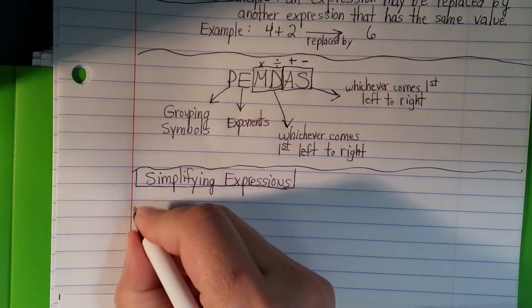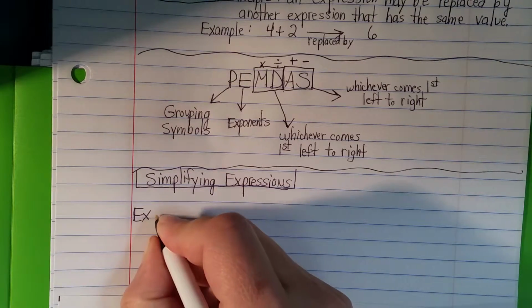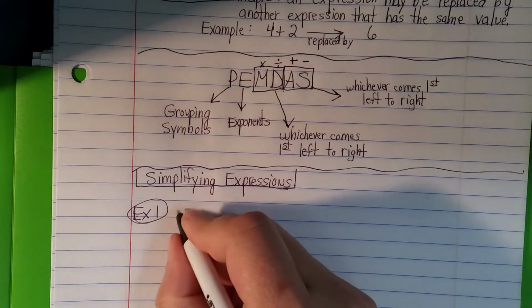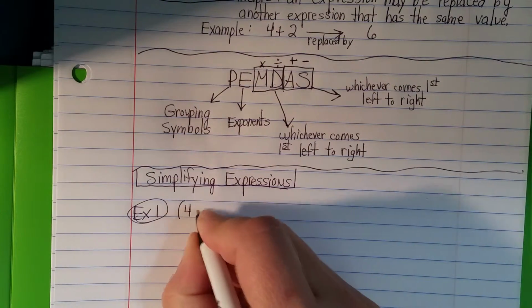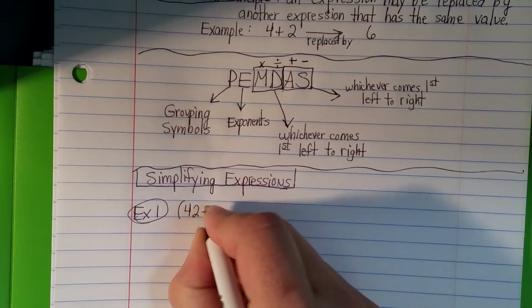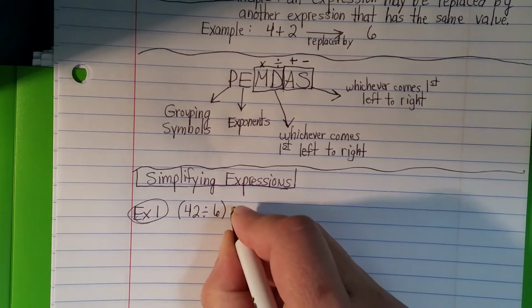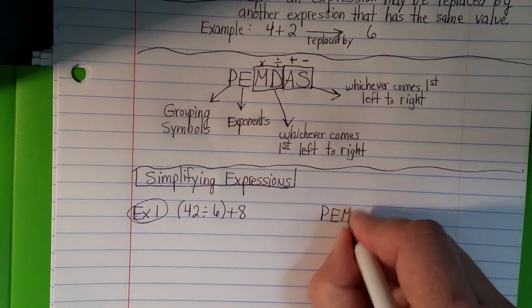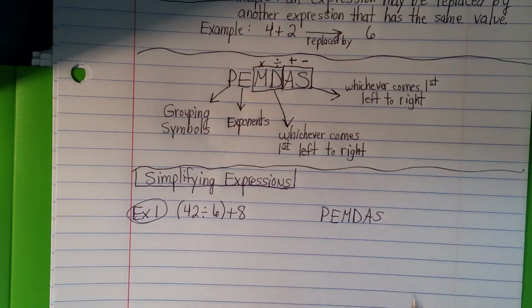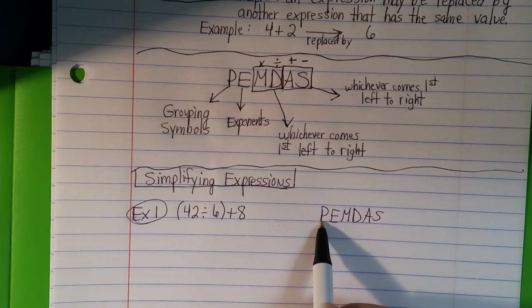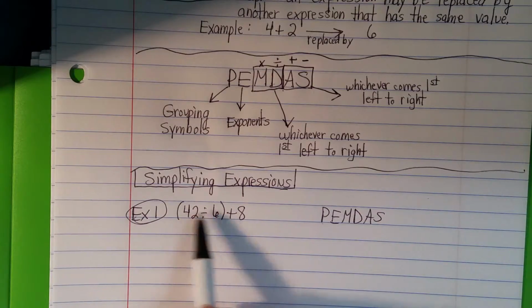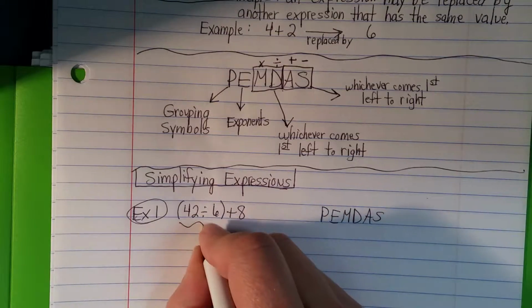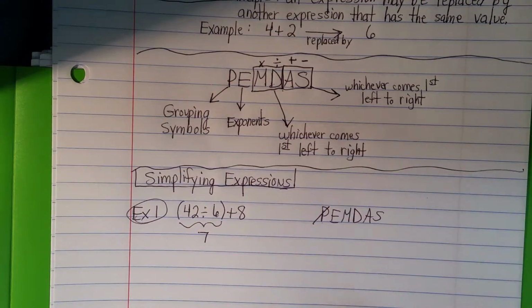All right, I'm going to put an EX. This stands for example. So example 1. We'll do, this one was from earlier in the notes. Now, looking at PEMDAS, I have to do my parenthesis first, my grouping symbols. So whatever is in here has to be done first. So 42 divided by 6 is 7, so I've taken care of that.